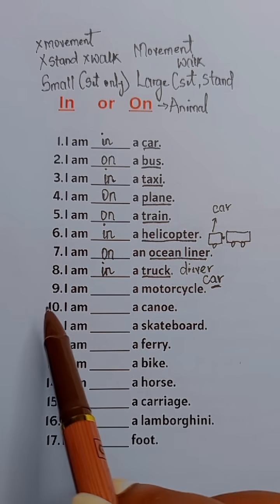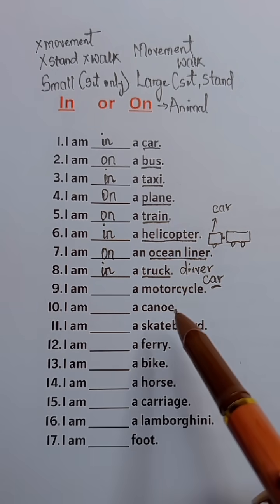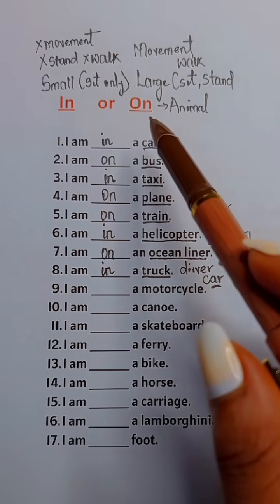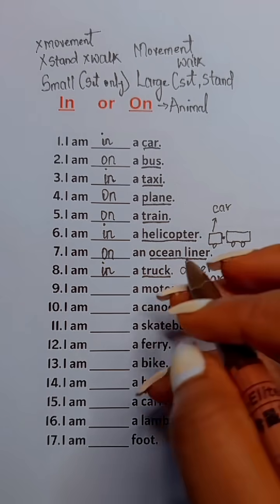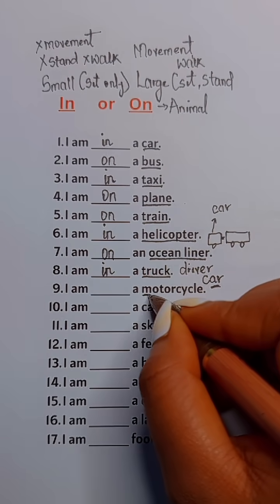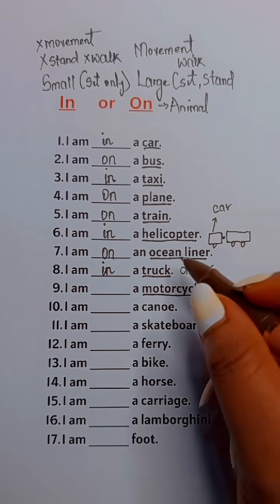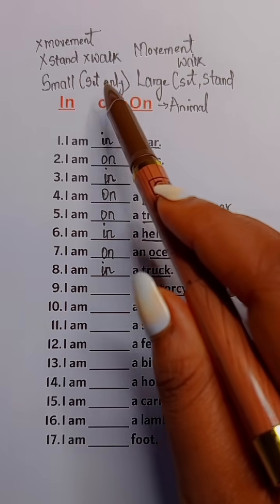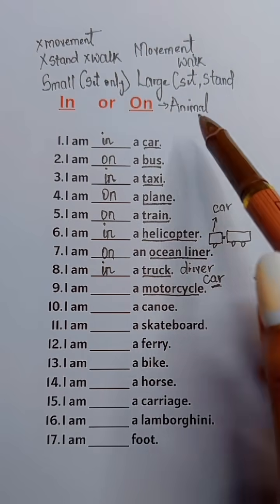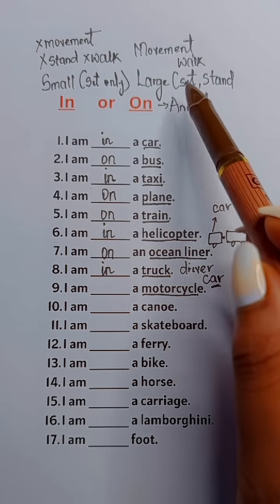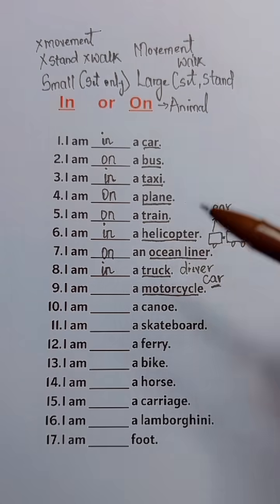Number 9, I am blank a motorcycle. In or on? A motorcycle is our mode of transport. What is our correct answer? It's a seat only, okay? You cannot stand, you cannot walk, you can only sit.